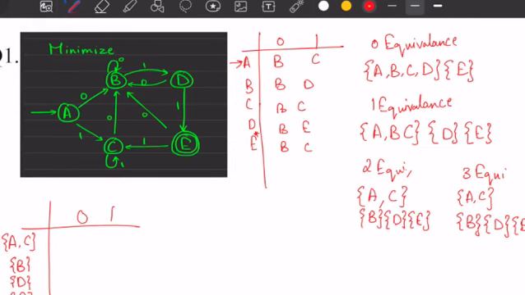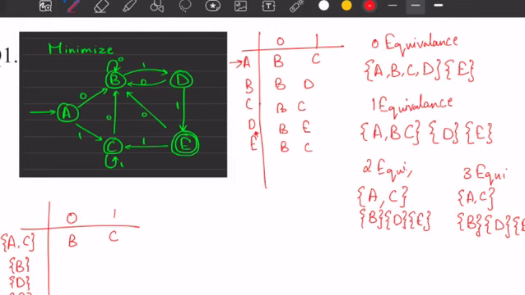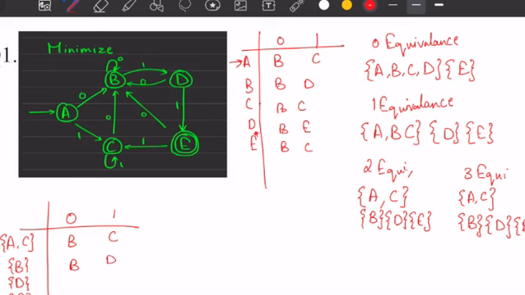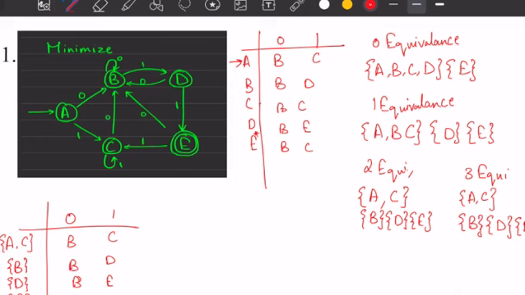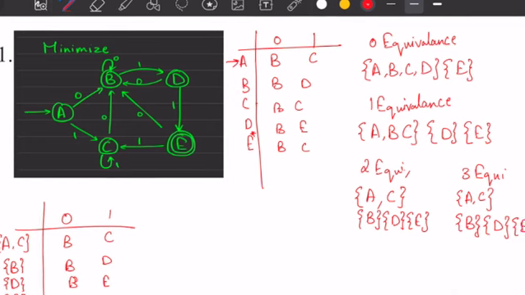A and C both go to the same positions for the same inputs, so we can write them as they were in the initial table. B also has the same. E goes to B and C. Now let us draw the new DFA that we have achieved using this equivalence.